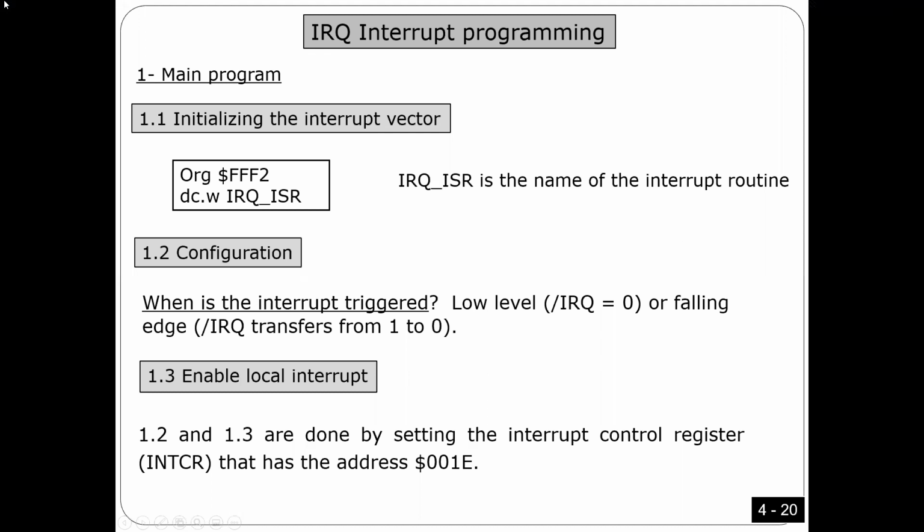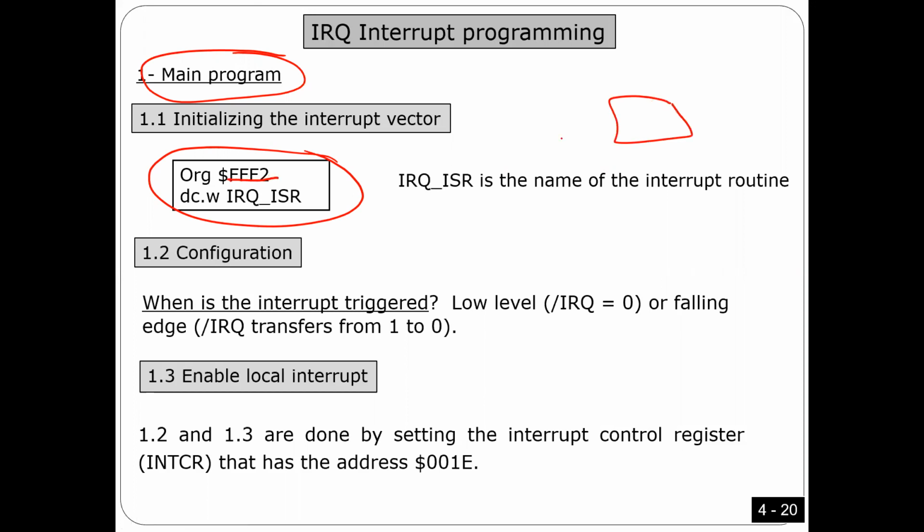What I explained last time is how you can program IRQ. Let me make the color red. In the main program, that's what you have to write. Number one, you have to write this one. You remember I said all the time you have to use FF2, because this is the location where you have to store the starting address of your interrupt subroutine, and this is the name. So you always have to do it. This is number one.